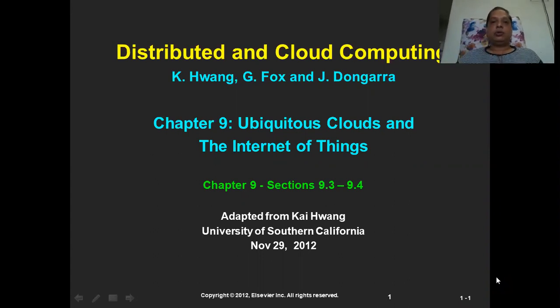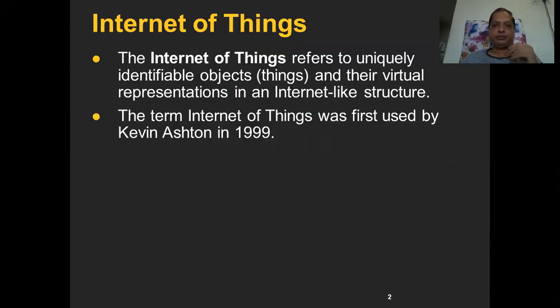So, welcome to one more topic called Ubiquitous clouds and Internet of Things. This is covered from the book of Huang, Fox and Novara. Chapter number 9 is covered as a part of it. As per the syllabus, it is unit number 5. So, let's see what it is all about.